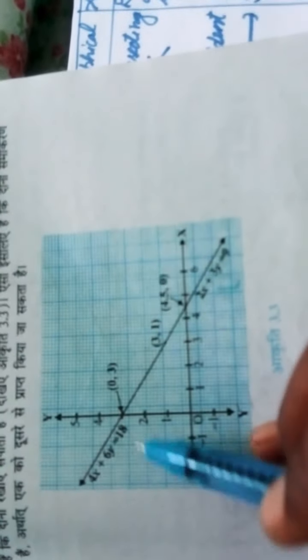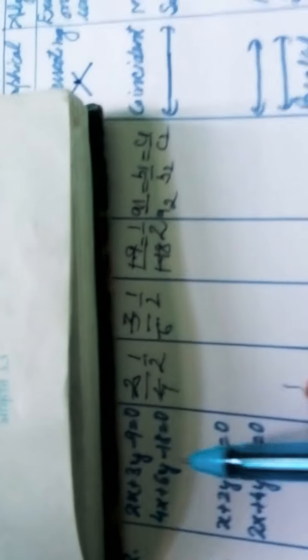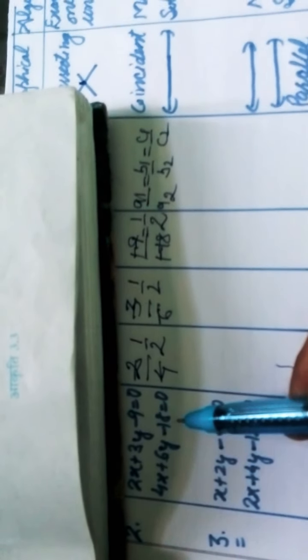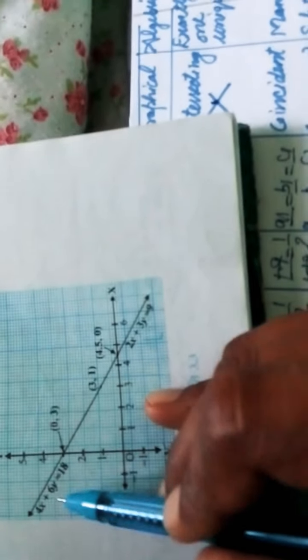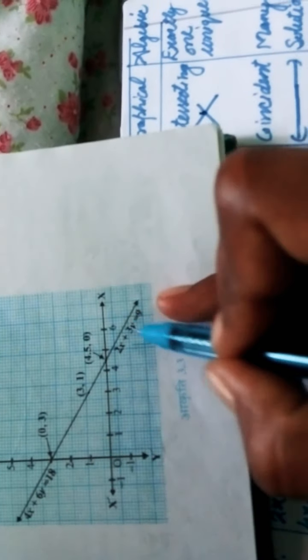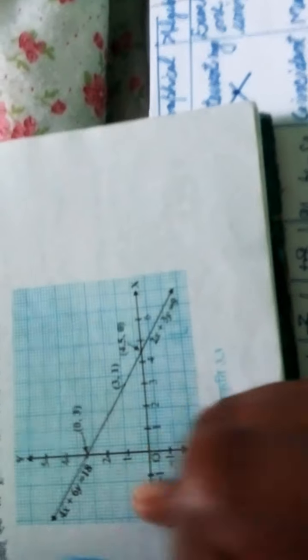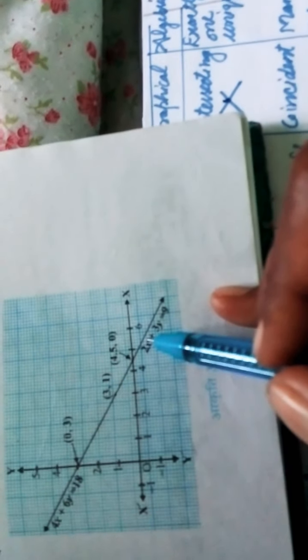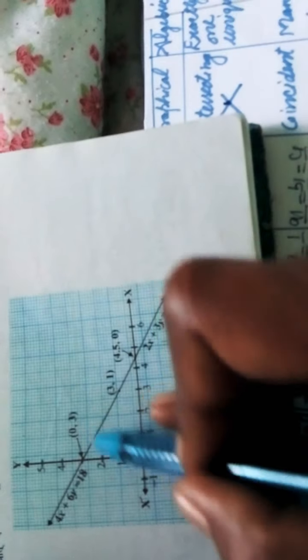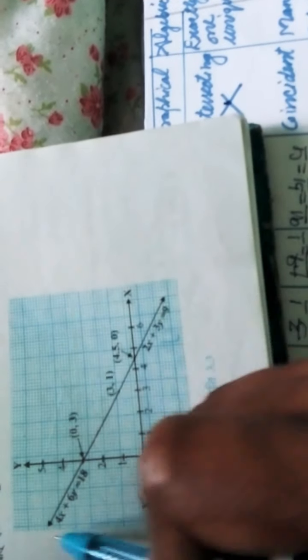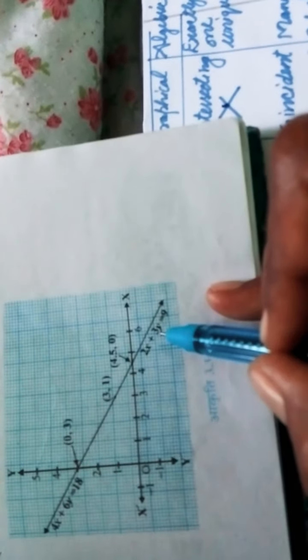The equations were 4x plus 6y minus 18 and 2x plus 3y minus 9. I'm talking about the same equations. You can see only one line here. Why am I saying only one line? Because the solution of this line and the solution of this line are both the same. Whatever values of x and y you get, you get the same line for both. So these are coincident.